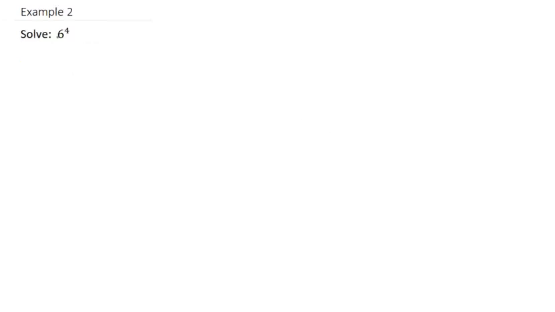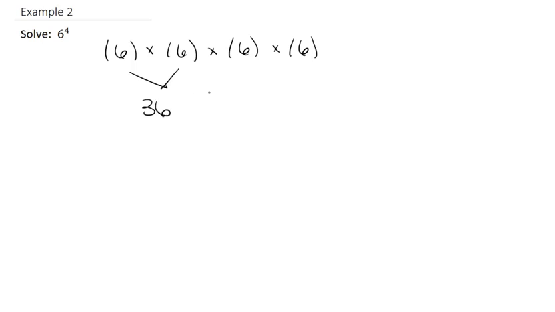Solve for the following. 6 raised to the 4th power. So we have our base number of 6 and our exponent of 4. What this means is that we are multiplying 6 four times, because we have 4 copies of 6 that we multiply together. So 6 times 6 is 36, and then 6 times 6 there is 36. So let's multiply 36 times 36 over to the side.